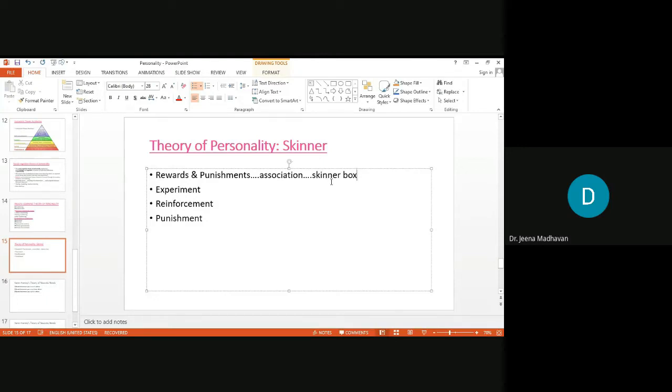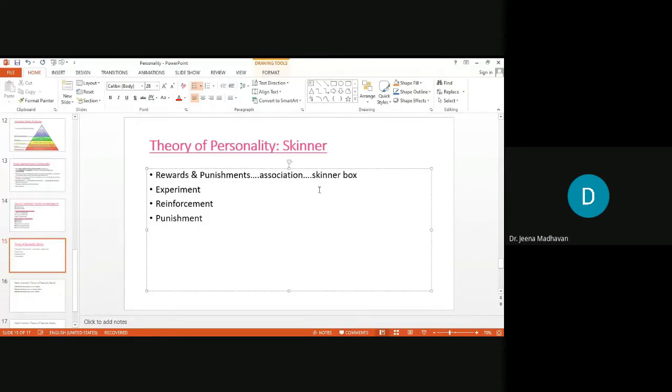So the experiment is that inside the Skinner box, and as I mentioned, Skinner studied operant conditioning with the help of an animal, and he used a rat for his experiment. Pavlov used a dog, and here Skinner used a rat for his experiment.